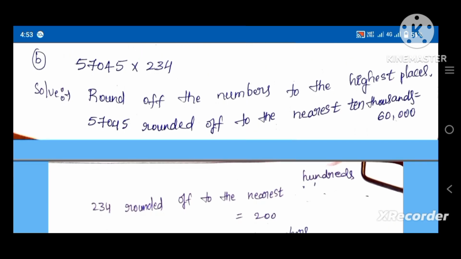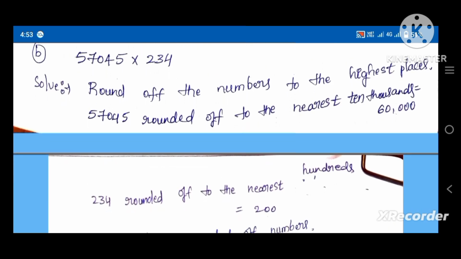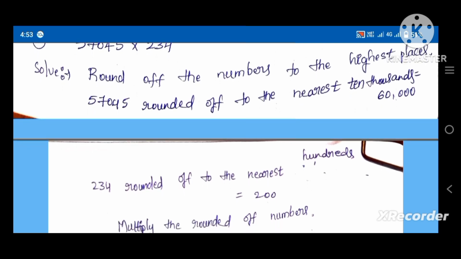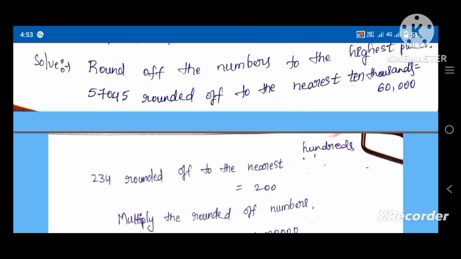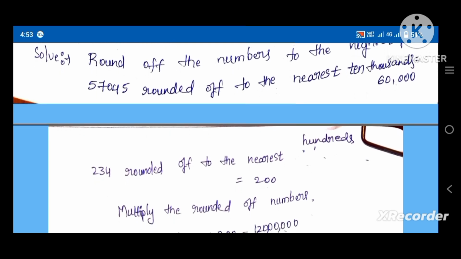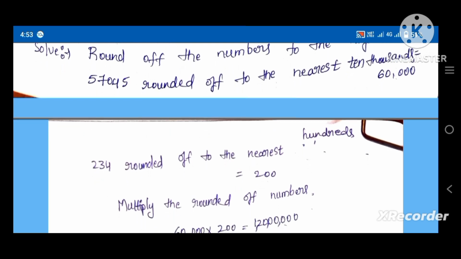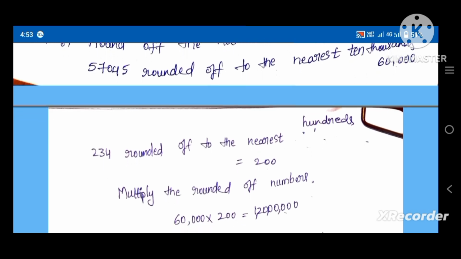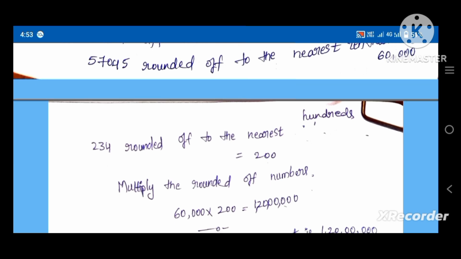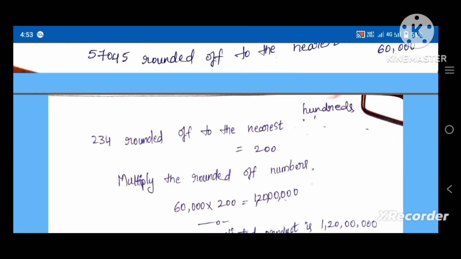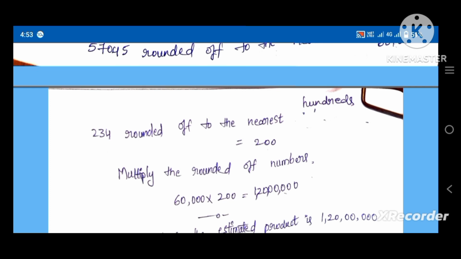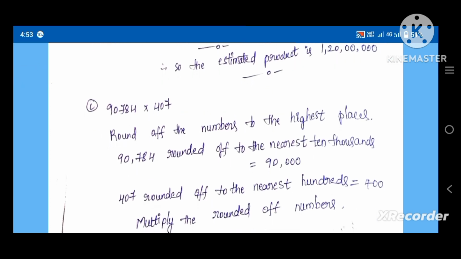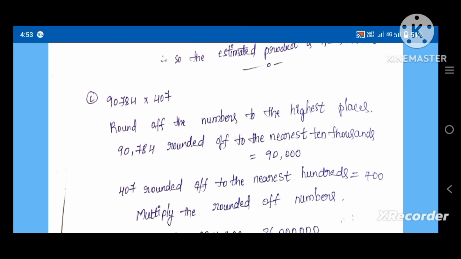B. 57,045 into 234, solve. Round off the numbers to the highest places. 57,045 rounded off to the nearest 10,000 is equal to 60,000. 234 rounded off to the nearest hundreds is equal to 200. Multiply the rounded off numbers. 60,000 into 200 is equal to 1 crore 20 lakhs. So the estimated product is 1 crore 20 lakhs.